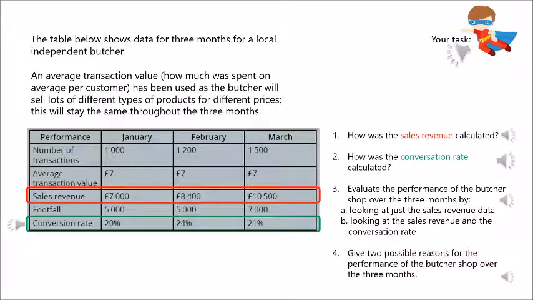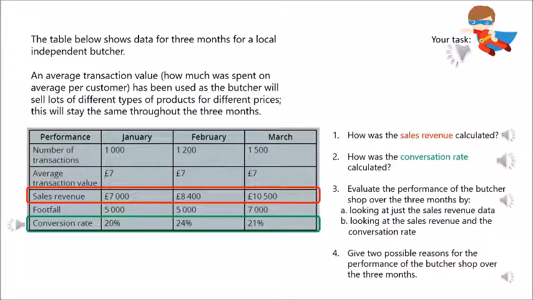Your final task. The table below shows data for 3 months for a local independent butcher. An average transaction value, which means how much was spent on average per customer, has been used, as the butcher will sell lots of different types of products for different prices. So this is used to make life easier. That's the £7. This will stay the same throughout the 3 months.